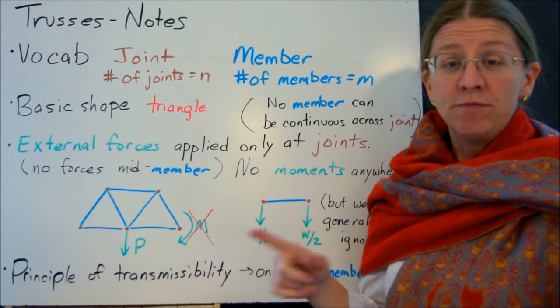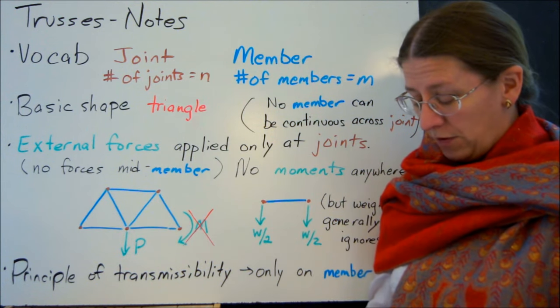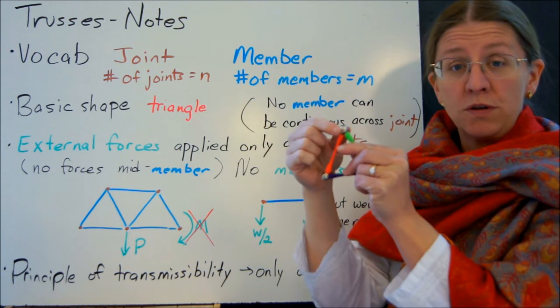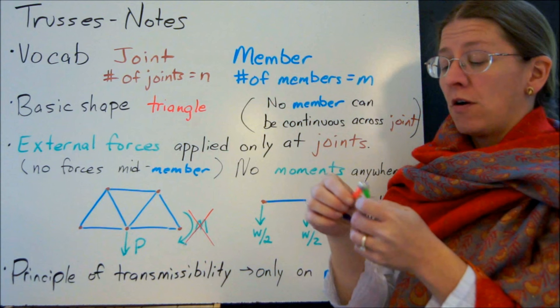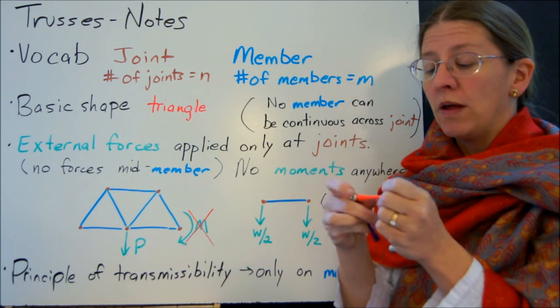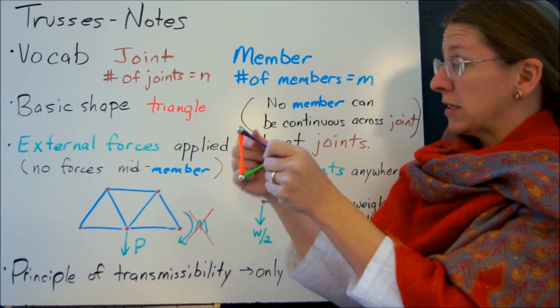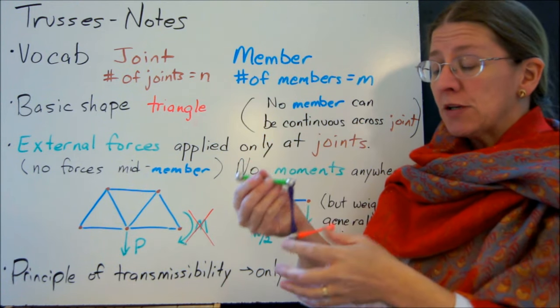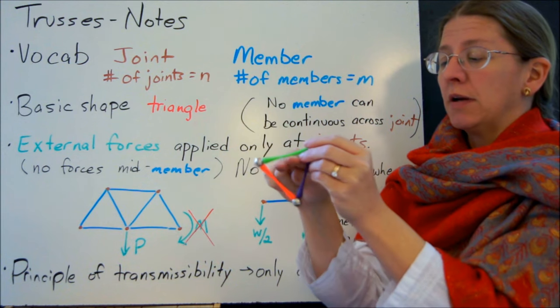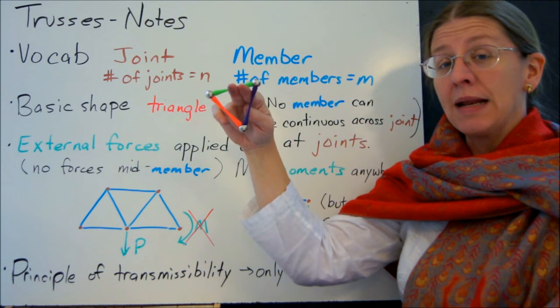A couple things of vocabulary before we even get going. The joints are the corners, and the members are the pieces that go in between them. So what I'm looking for is to find out what the forces are in every single one of these members in my truss. Now your basic shape is going to be a triangle. My triangle came apart. Here's my basic shape. All of our trusses are made out of triangles.